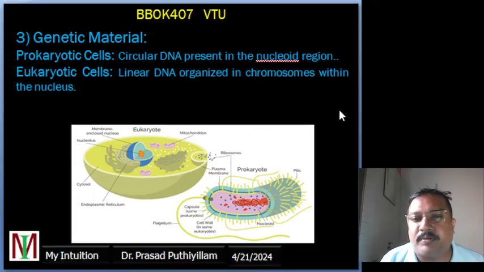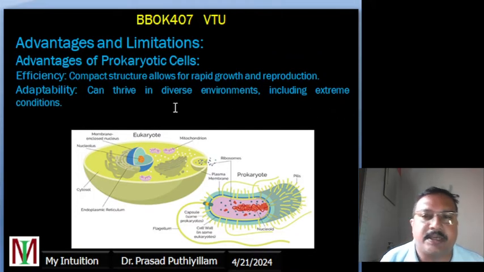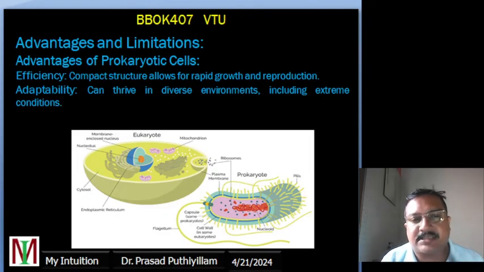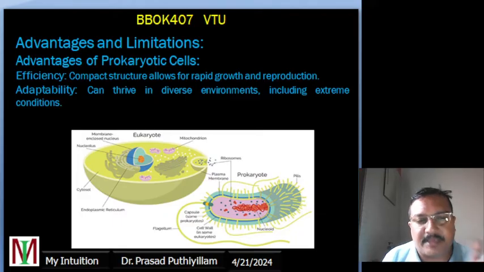Now we need to see the advantages and limitations. Advantages of the prokaryotic cell: efficiency. The compact structure with minimum complexity allows for rapid growth and reproduction, which makes them successful colonizers of diverse environments. Wherever they group together, they grow faster and become a colony. We call them colonizers.